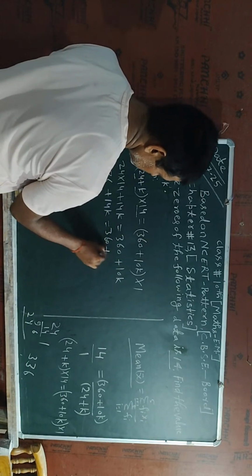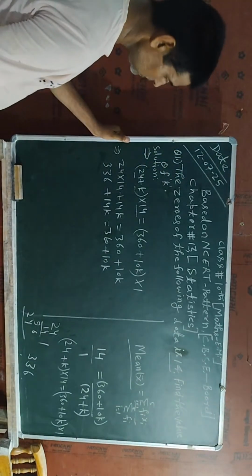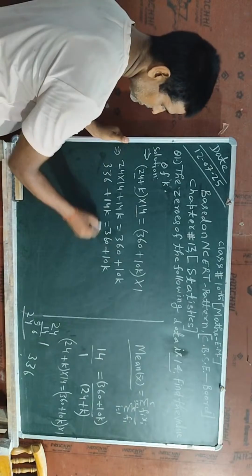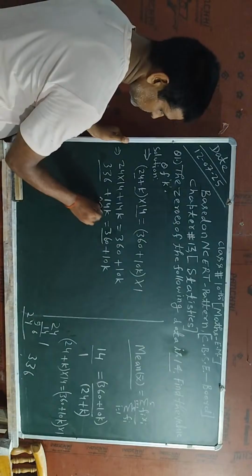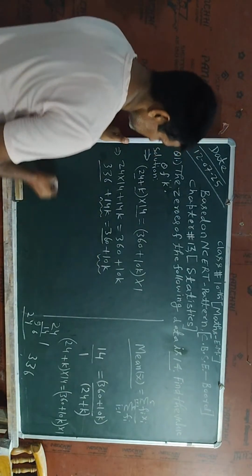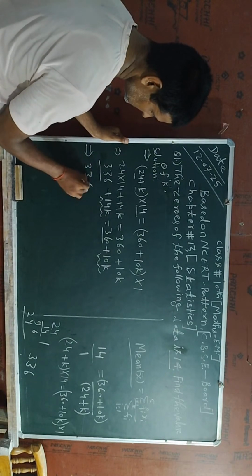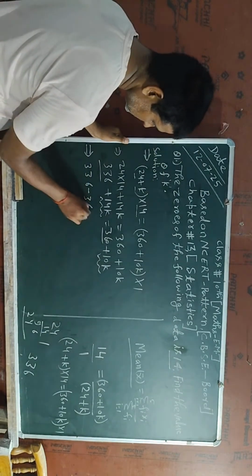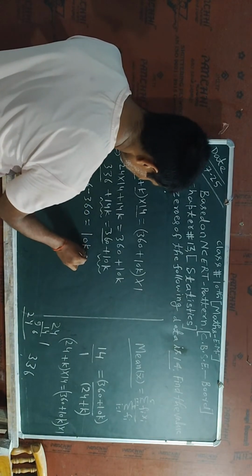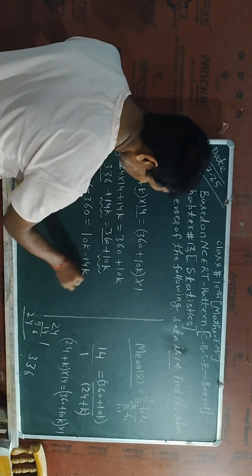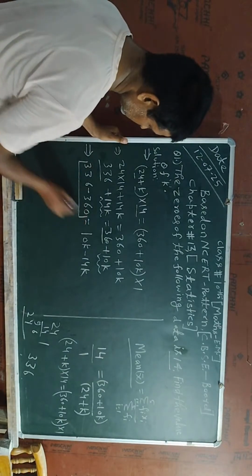360 plus 10k. Now this term I will take from this side and this term I will take with this term. So here will be 336 minus 360, which is equal to 10k minus 14k. Okay, further I will subtract these two terms for getting its value.